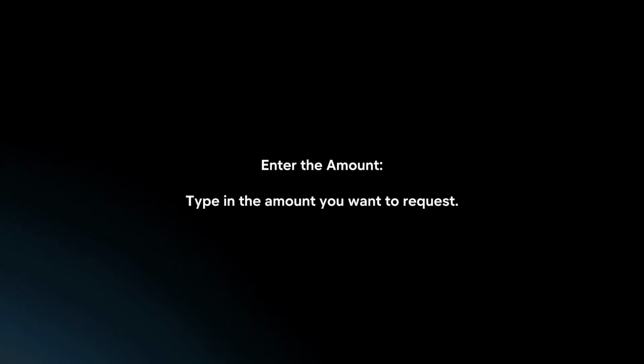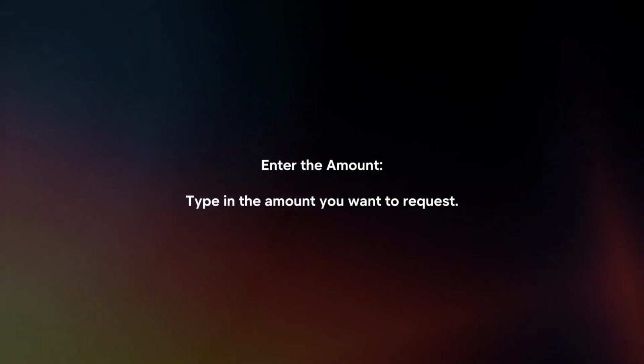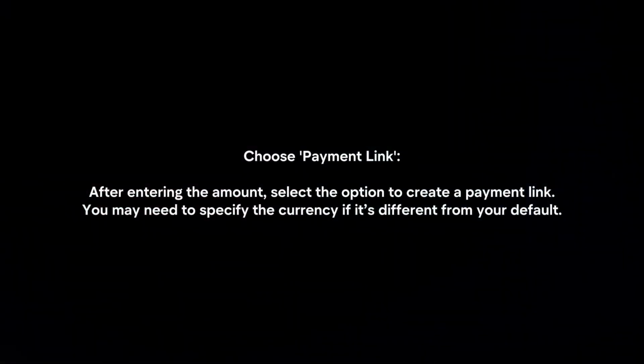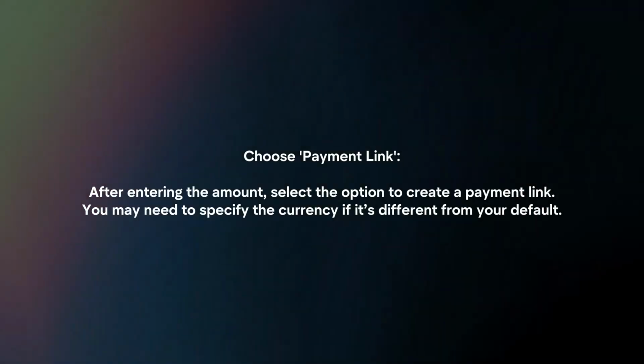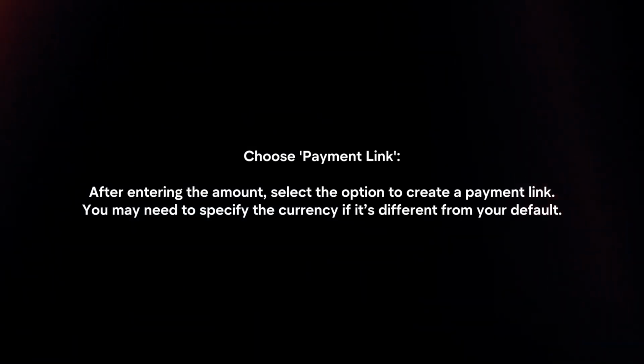Enter the amount. Type in the amount you want to request. Choose Payment Link. After entering the amount, select the option to create a payment link. You may need to specify the currency if it's different from your default.